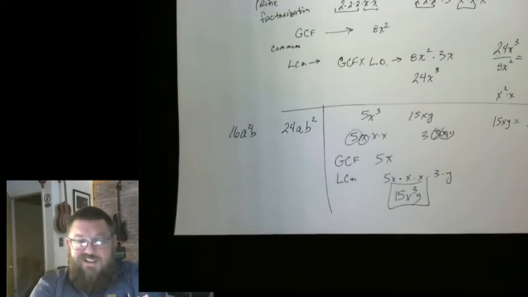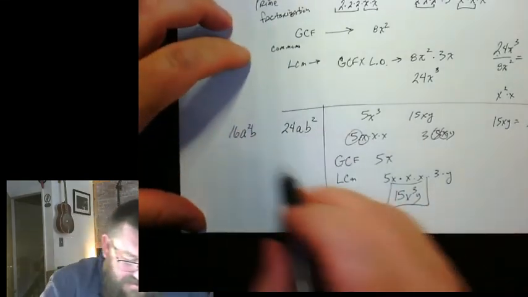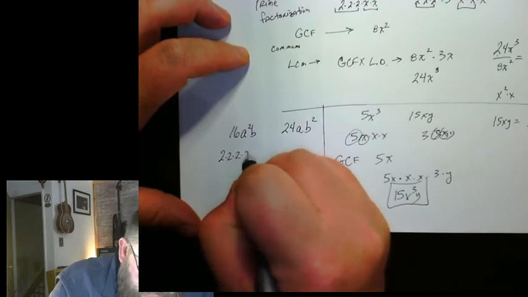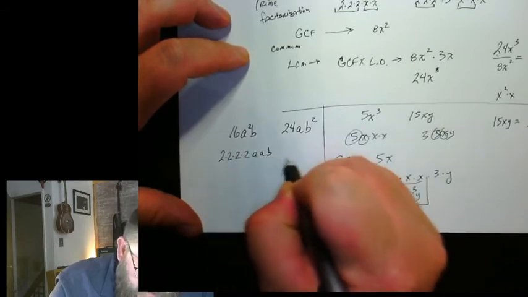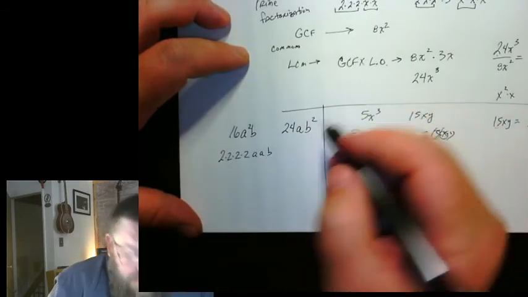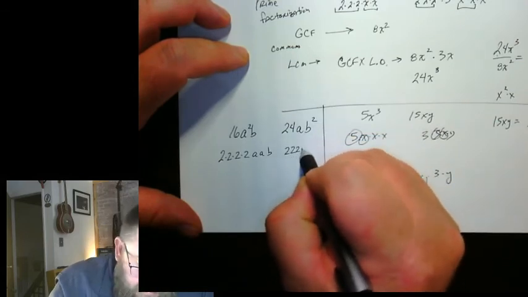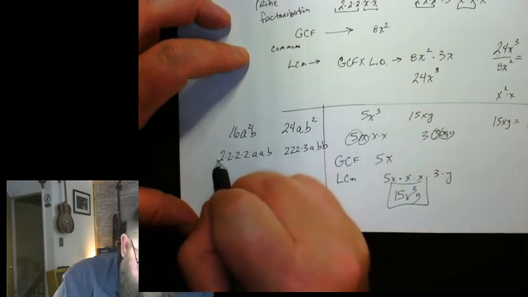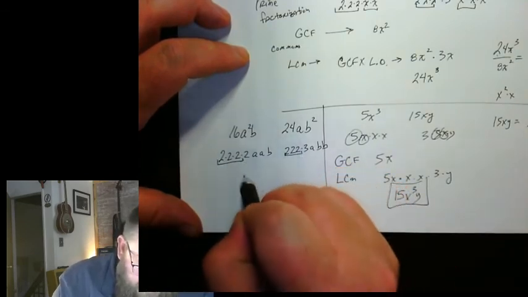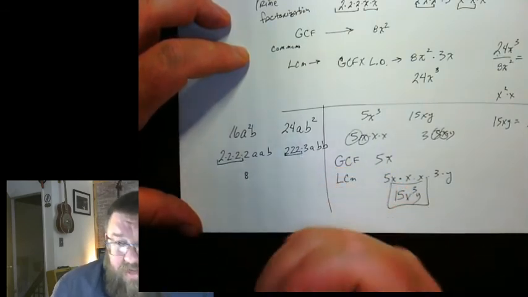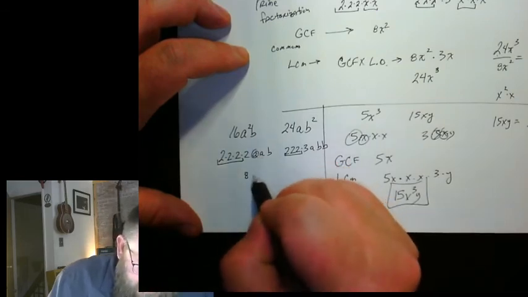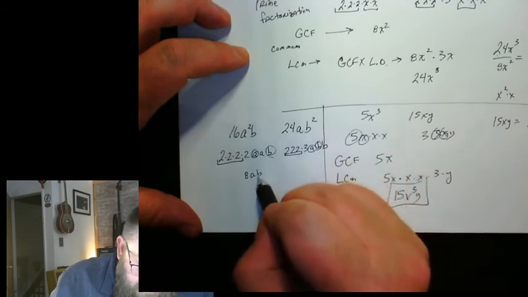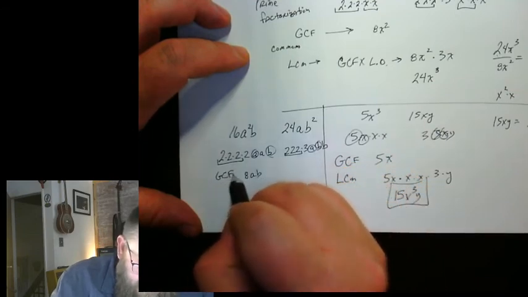Did you try it? All right, let's see. So 16, that's 2 to the 4th. That's 2, 2, 2, and 2, a, b. 24, well, we just did that one, right? 8 times 3 times a times b times b. Okay, all that's in common: I've got 3 2's in each. That's 8. I have 1 a, and I also have 1 b. That is my greatest common factor.